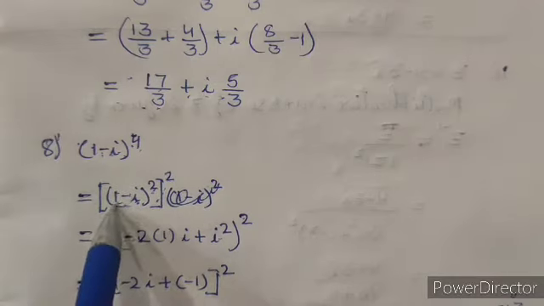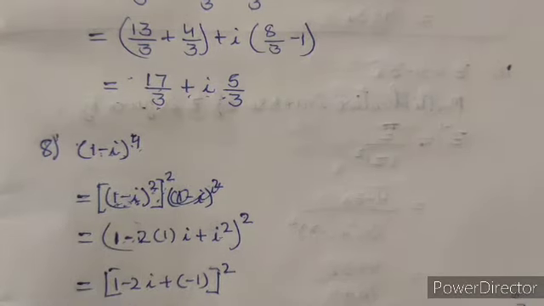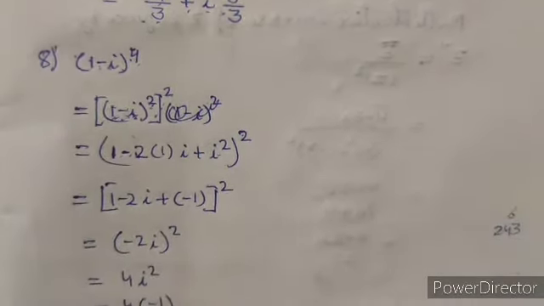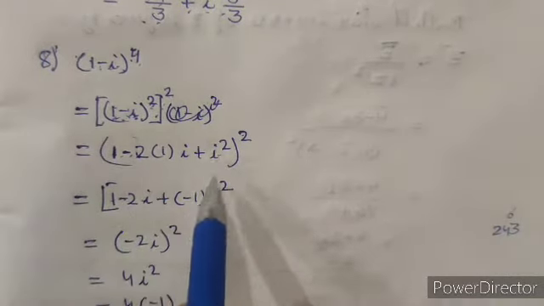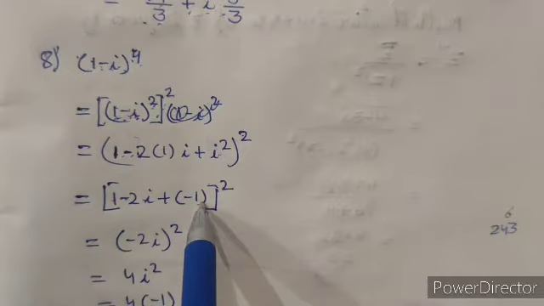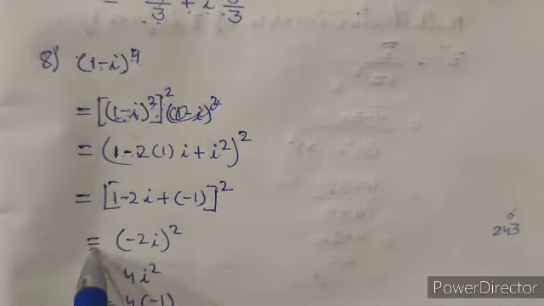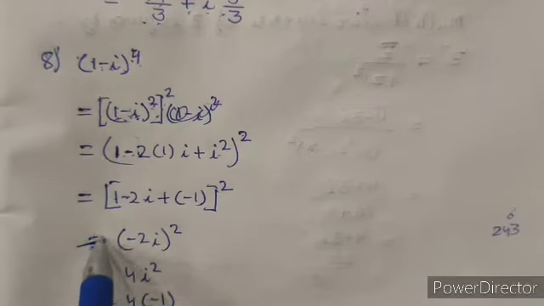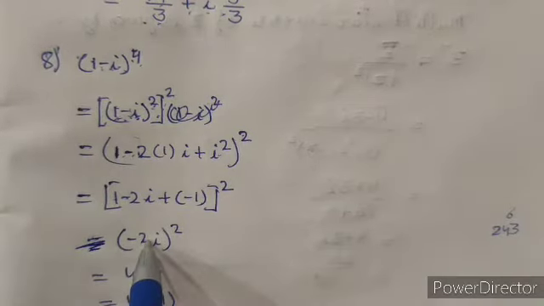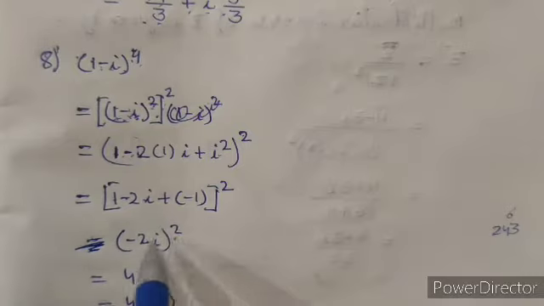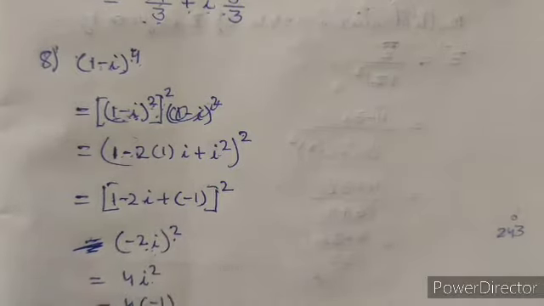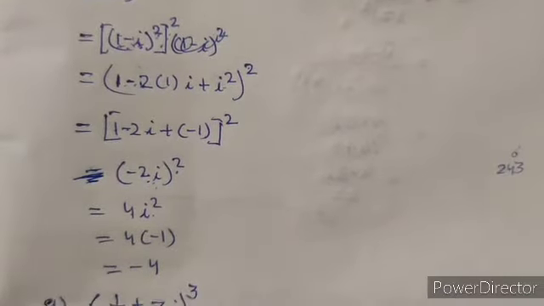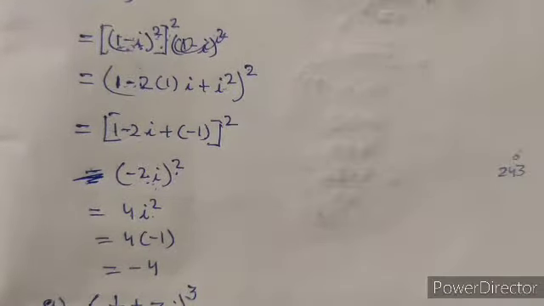Now, by the formula of (a minus b) whole square, that will be equal to 1 minus 2i, and i square can be written as minus 1, and that will give us the value of (1 minus i) raised to power 4 as (minus 2i) whole square. Now, square of minus 2 will be equal to 4, and i square will be equal to minus 1, and that will be equal to minus 4.